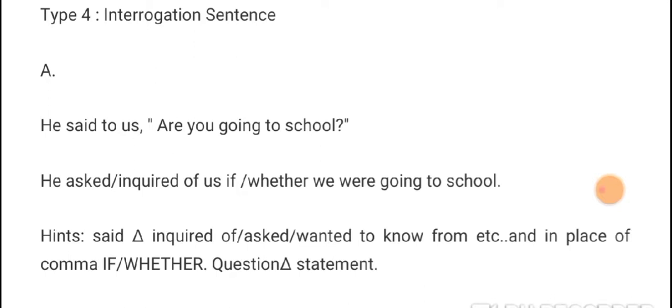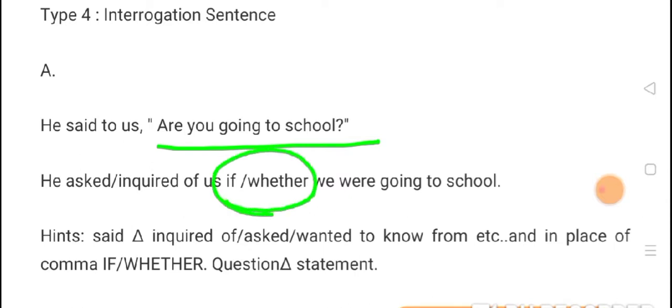You can see example number 1. He said to us, are you going to school? So you can see here is a question, and this is a closed question, not the open question. In case of closed question, or in case of yes or no question, you have to use if or whether. But in case of WH question, you have to write the same WH word from the reported speech. Understood?